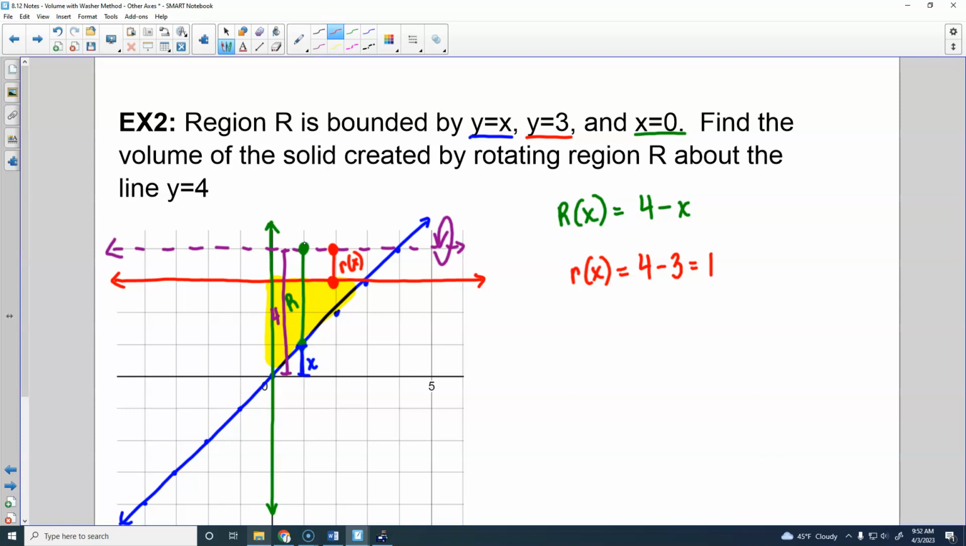So not really like the region that we're looking at, because whenever we were looking at the region, it was a little bit different. But even on those other problems we were doing, if there is not a gap, we could still do top minus bottom. So like, let's say we were rotating around 3 right here, we could do like 3 minus X for our.